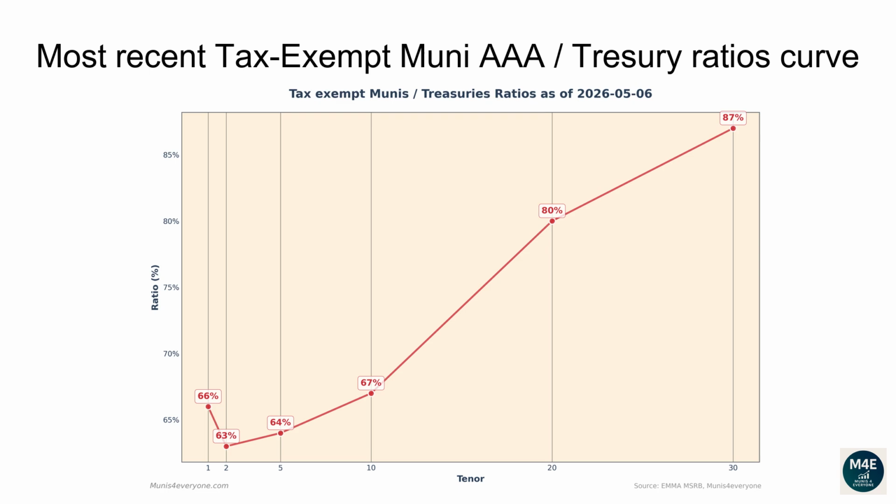The current one-year ratio is 66%. The 2 years ratio is 63%. The 5 years ratio is 64%. The 10 years ratio is 67%. The 20 years ratio is 80%. The 30 years ratio is 87%.